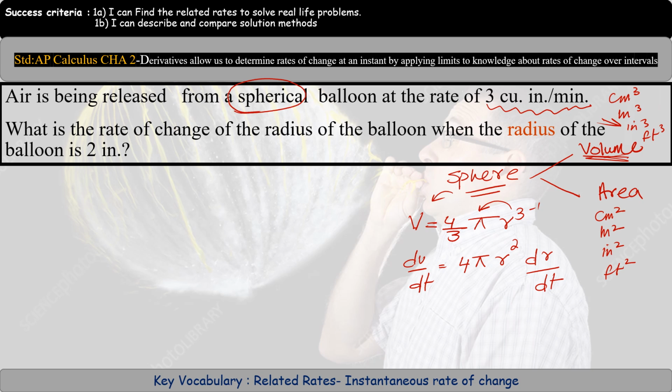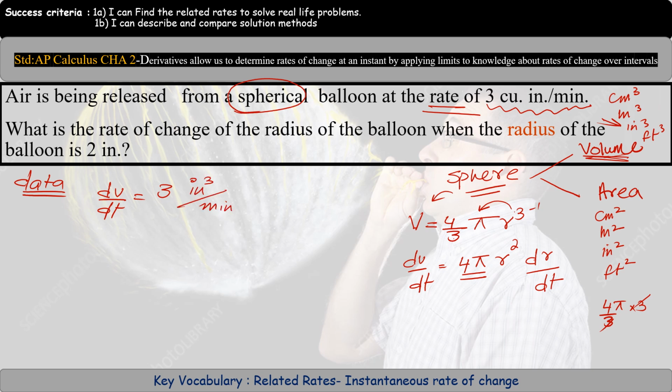Now maybe if someone's maths is not very good, they may ask how 4 by 3 pi becomes 4 pi. You are using the power rule. On one side, write down 4 by 3 pi, bring the power in front, and when you simplify it, you will get 4 pi. Now write down the data which is given in the problem. The rate of volume, dV by dt, is given to you, that equals 3 cubic inches per minute.